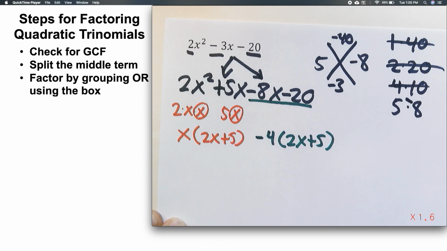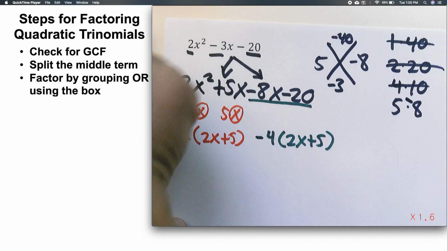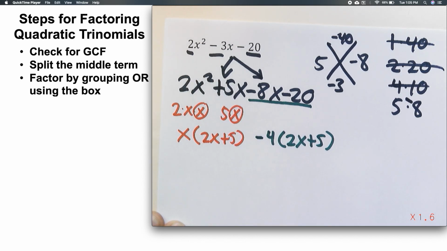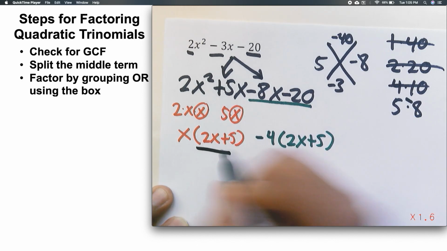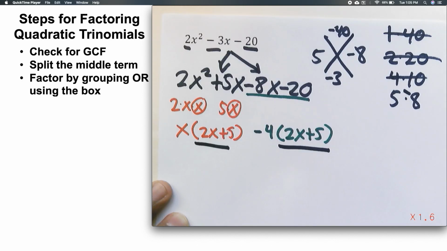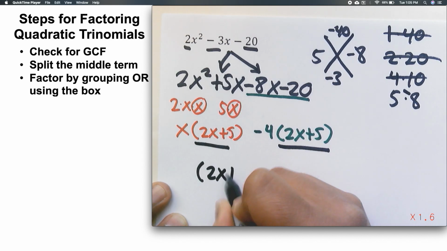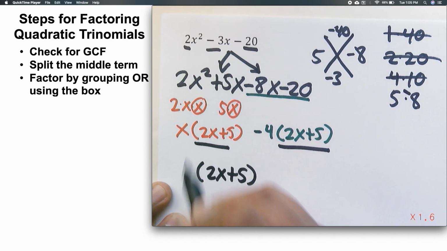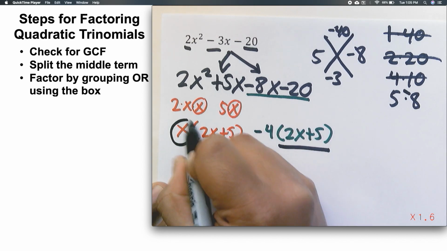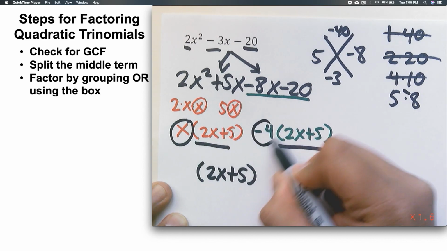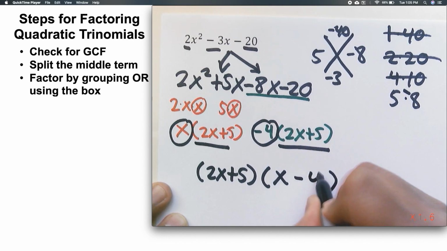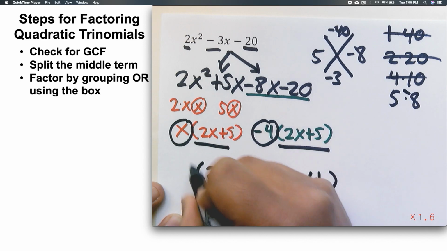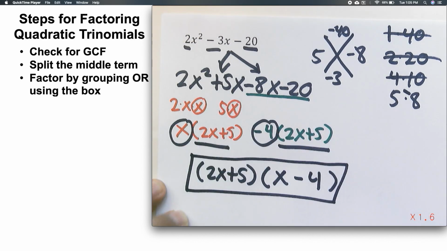And there you go. So that's why I was saying I like this a little bit better than the box method, only because I got my negative pulled out and it's already accounting for all the negative stuff. Okay. So these 2 groups are the same. So I'm going to take out my 2x plus 5. And my leftovers are this x and this negative 4. So I'm going to put those inside of parentheses. And I am done. And you are done too.